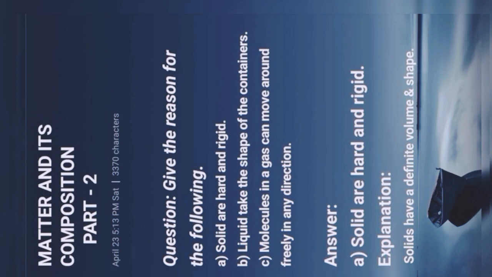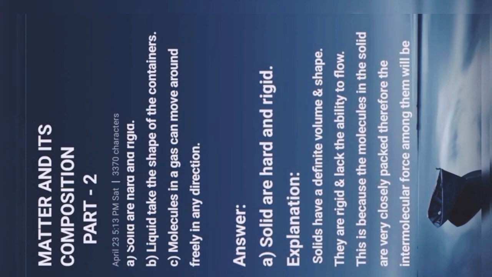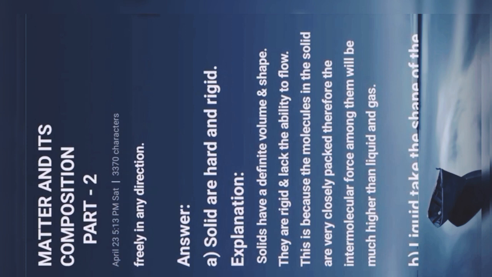My dear viewers, question type: give the reason for the following. A. Solids are hard and rigid because solids have a definite volume and shape. They are rigid and lack the ability to flow. This is because the molecules in a solid are very closely packed. Therefore, the intermolecular force among them is much higher than in liquid and gas.